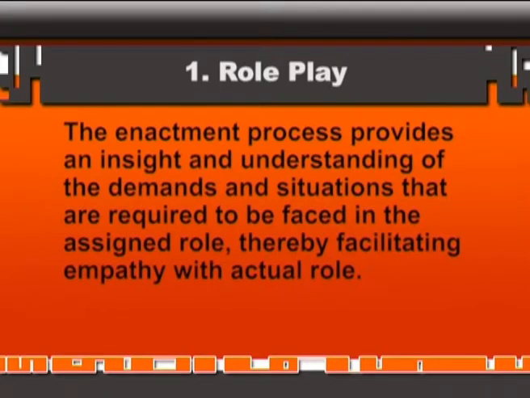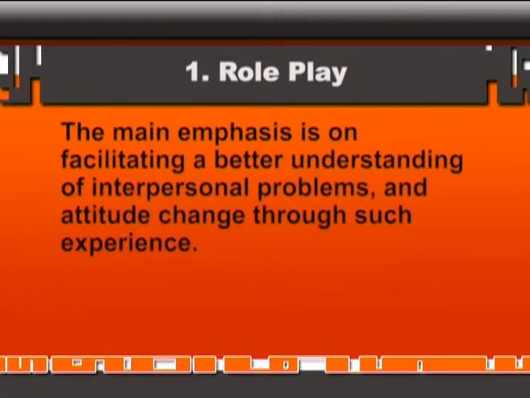The enactment process provides an insight and understanding of the demands and situations that are required to be faced in the assigned role, thereby facilitating empathy with the actual role. The main emphasis is on facilitating a better understanding of interpersonal problems and attitude changes through such experience. Secondly, we have the case study method.